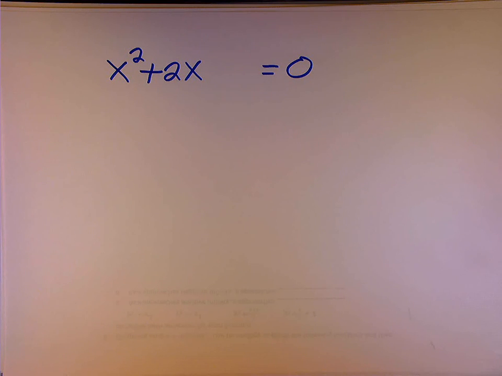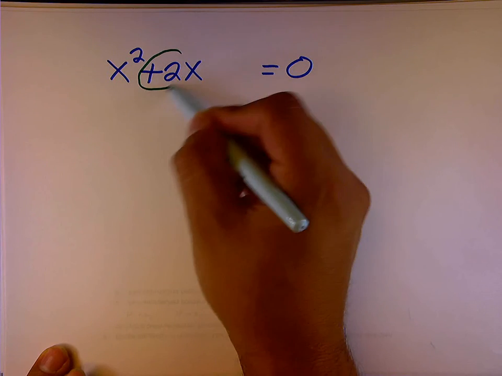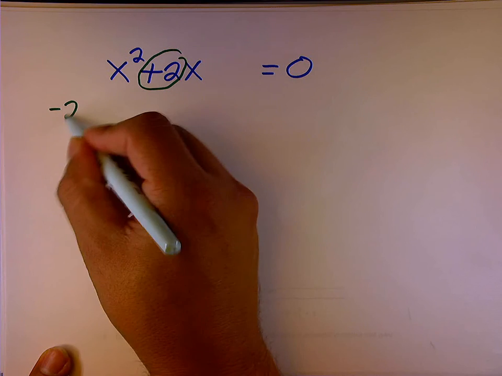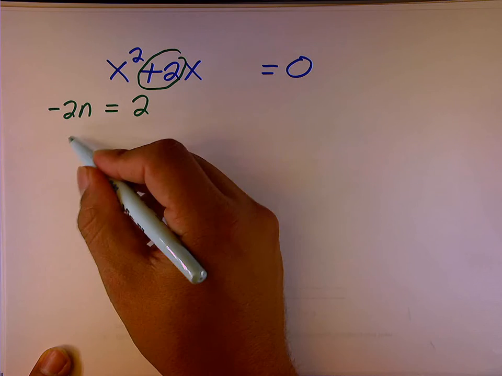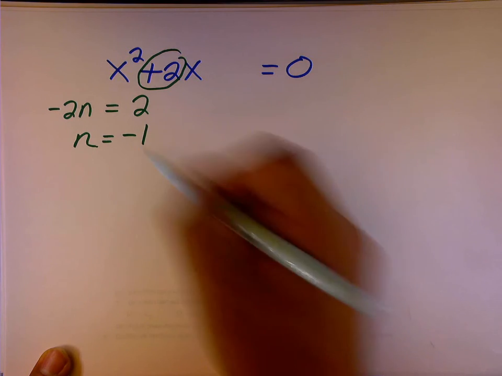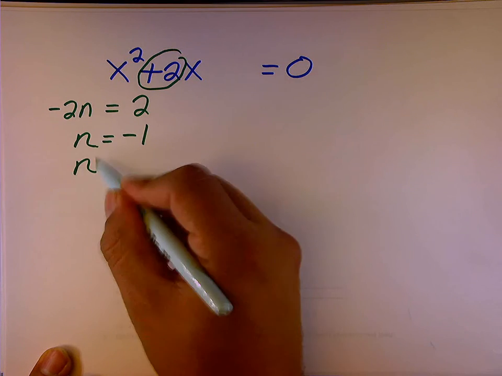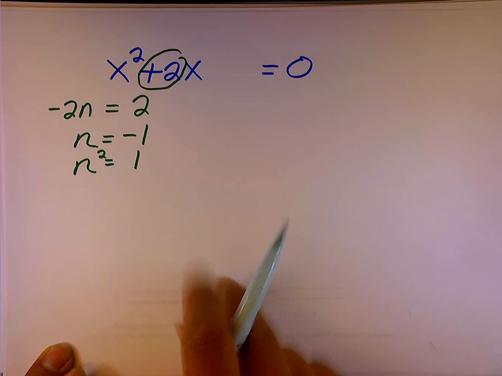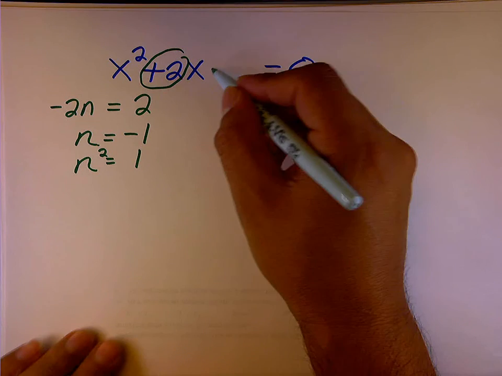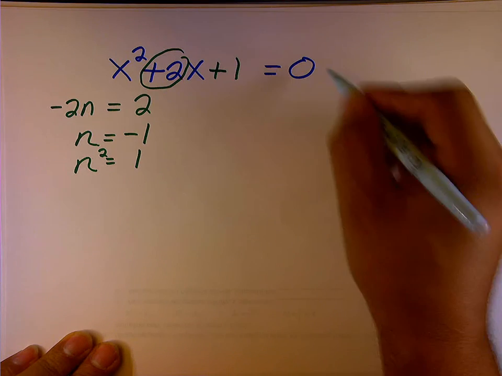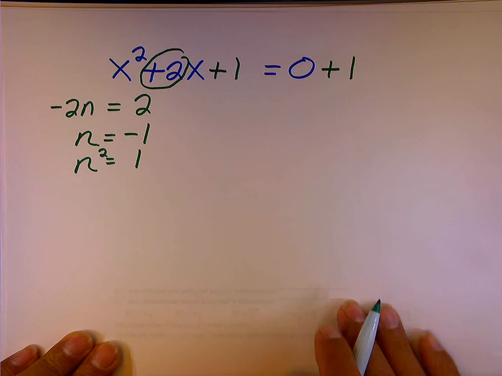So to solve this equation, what I'd like to do is identify the number I'm looking for, and I'm going to let negative 2n be that number, and it equals 2, which means that n equals negative 1, n squared equals positive 1. Now, this situation is a little bit different because I have an equation. If I add 1 to this side of the equation, I must also add 1 to the other side.